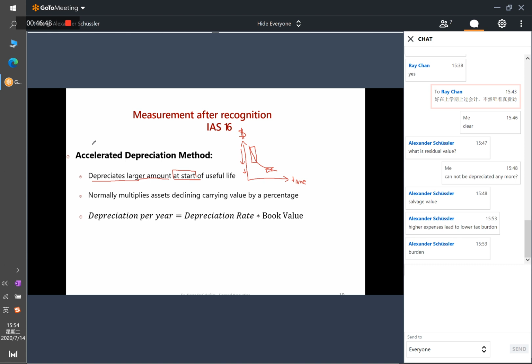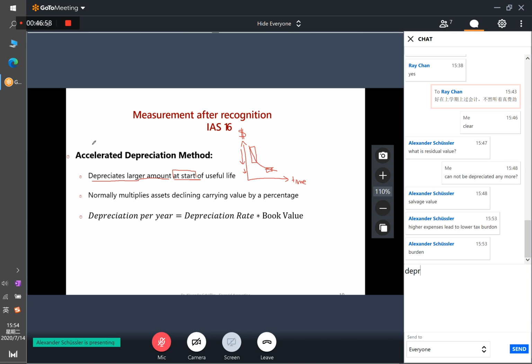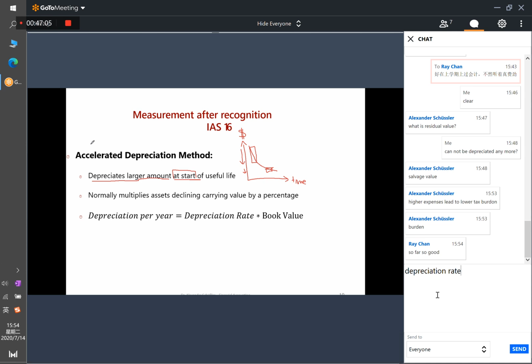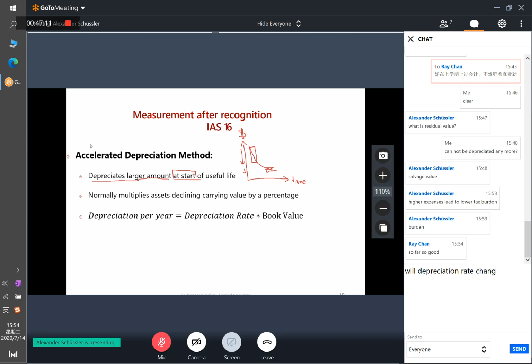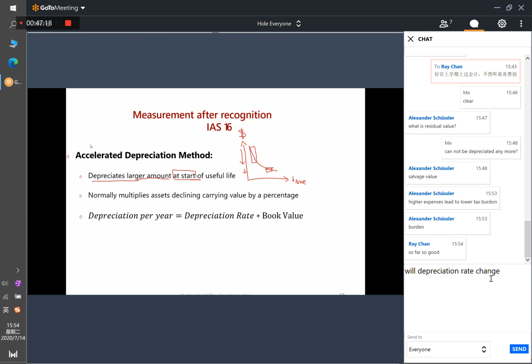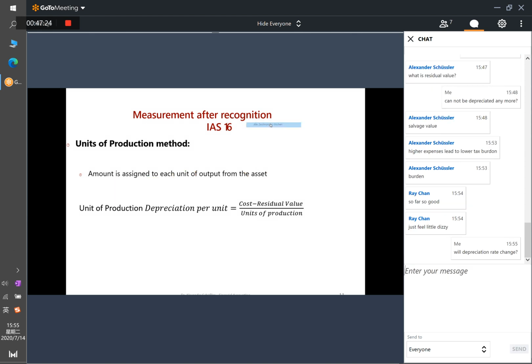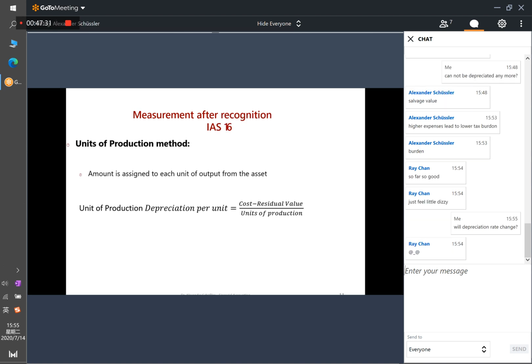Are there any questions? Then we go on. We have the third depreciation method, and the third depreciation method is the units of production method.